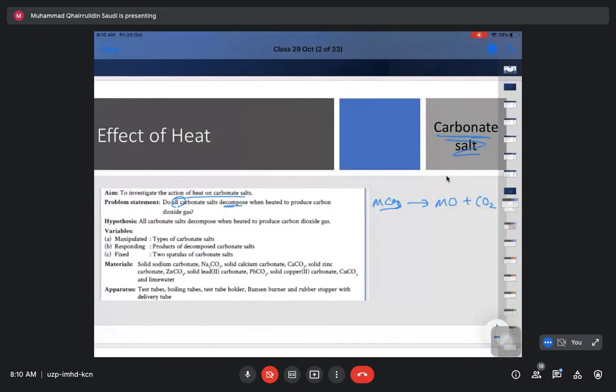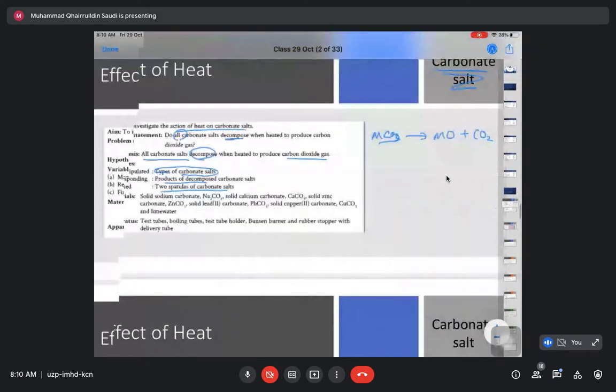Okay, hipotesis dia kata all carbonate salts decompose untuk produce carbon dioxide gas. So kita pun gunalah berbagai-bagai jenis carbonate salt. Kita kena tengok produk dia, fix it to spatulas of salt. Okay, kemudian kita heatkan lah. Ini apa yang kita buat.